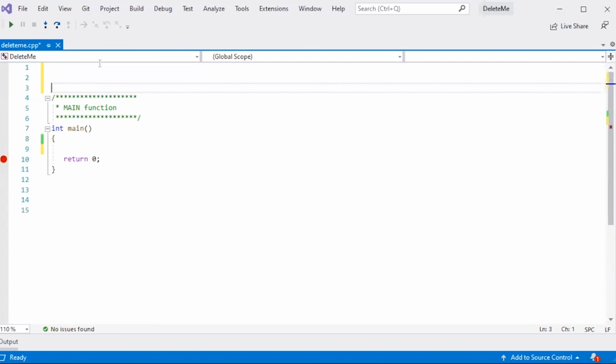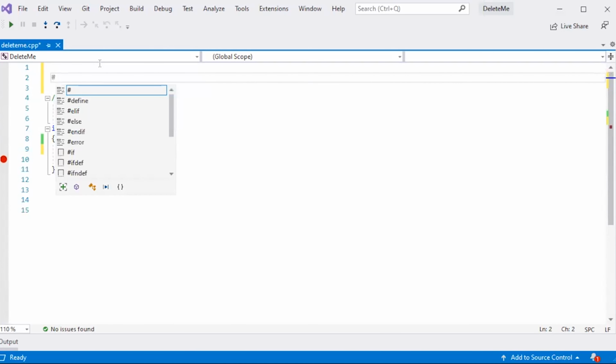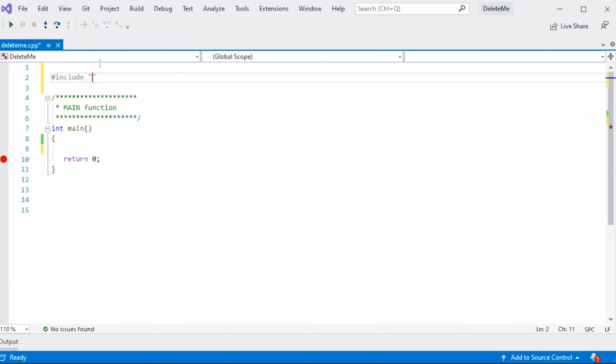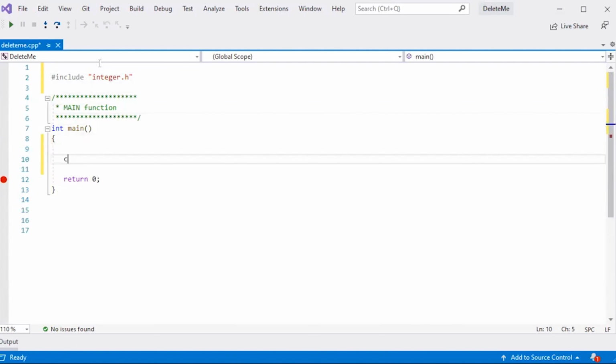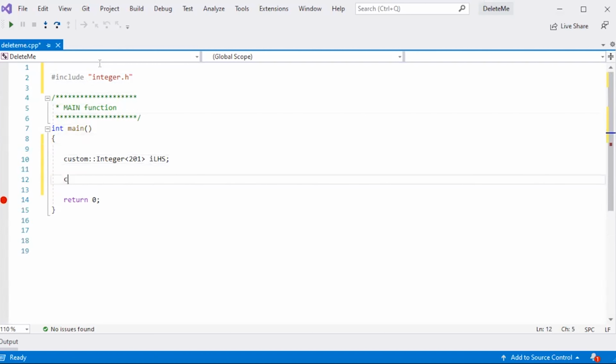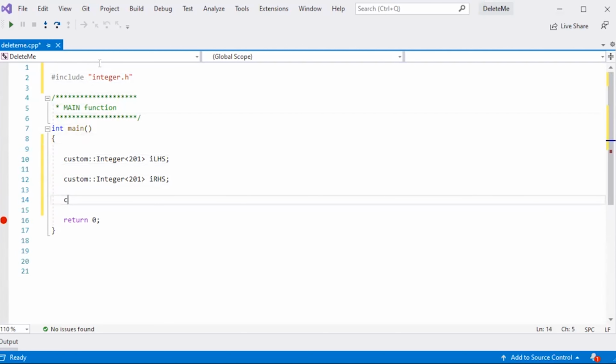To see how this works, we'll start with our own custom integer declaration. This one is going to allow us to specify any number of bits, not just 8 or 32 or 64. So it's going to be our #include integer, and the full name of our class is custom::Integer, with a capital I, because I can't use lowercase int since that's a reserved keyword, 201. This is a 201-bit integer, which is enough for 60 decimal digits.